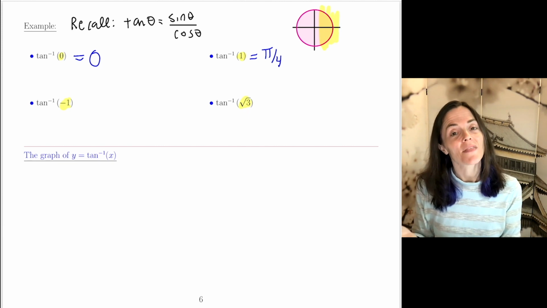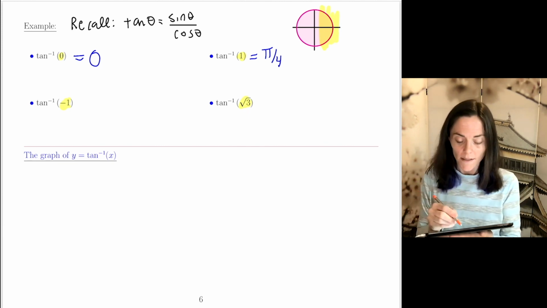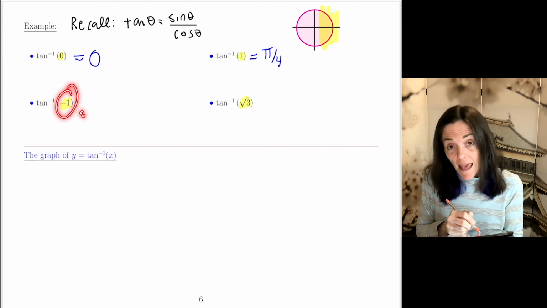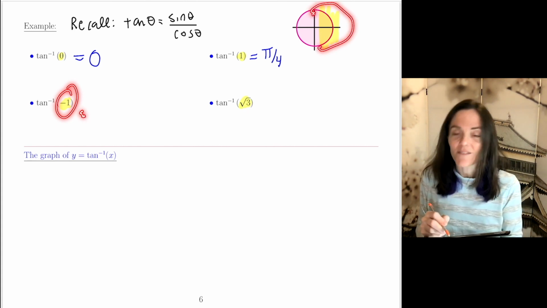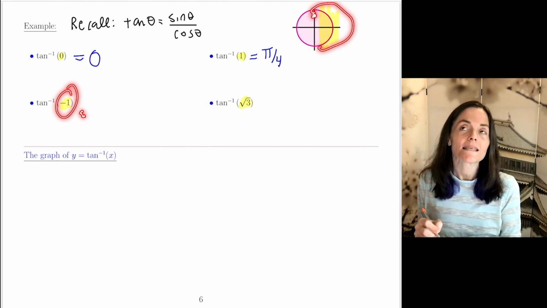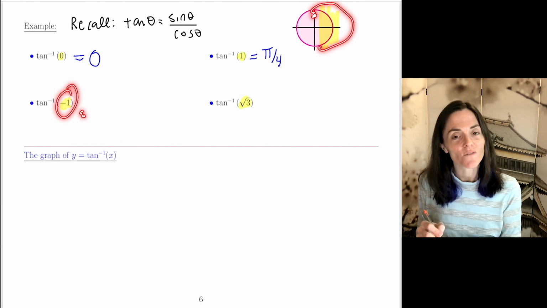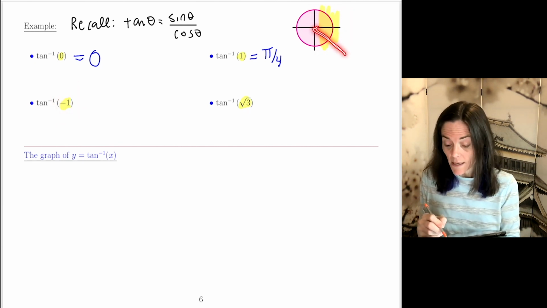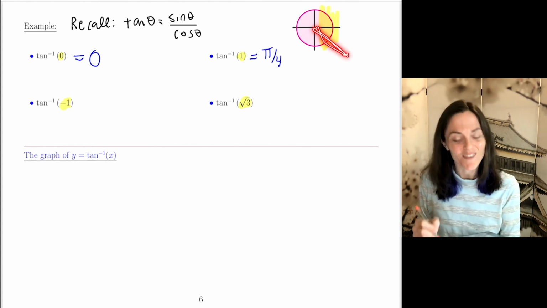Now that we've thought about that, tan inverse of minus 1. Once again, this is sine over cosine. We want the angle between minus pi over 2 and pi over 2 such that sine divided by cosine is negative 1. Well, it says that sine and cosine are the same in absolute value, but have opposite sign. And so it would be down here. This would be negative pi over 4.